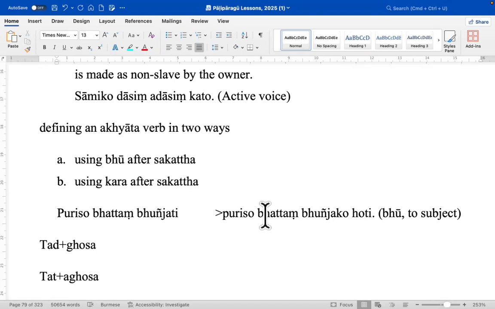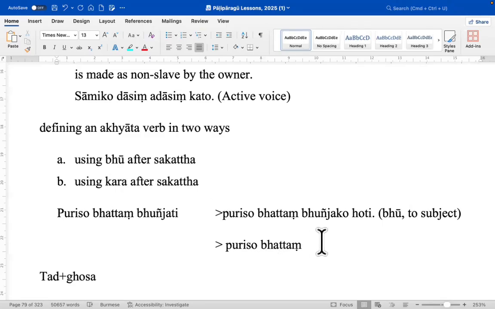Here bhuñjako is called vikati. So this is using bhū and then referring to the subject. Another way we can also rewrite it: Puriso bhattaṃ bhuñjati. In this case, after we have already used the root bhū, this is the turn of the root kara to be used.